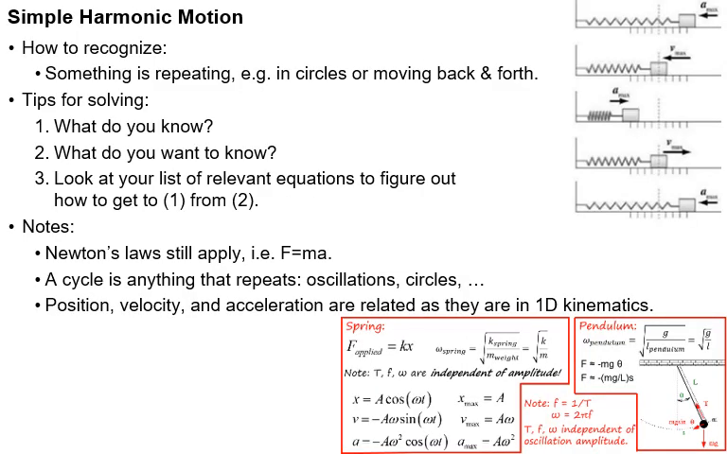Okay, moving on to the next topic: springs and simple harmonic motion. So how do we recognize these? Well, if a spring's involved, then it's a spring. If a pendulum is involved, then it's going to be simple harmonic motion. If something's repeating, going in circles or moving back and forth, that's when you want to use simple harmonic motion.